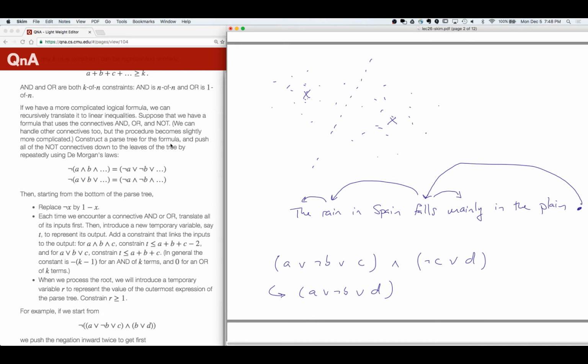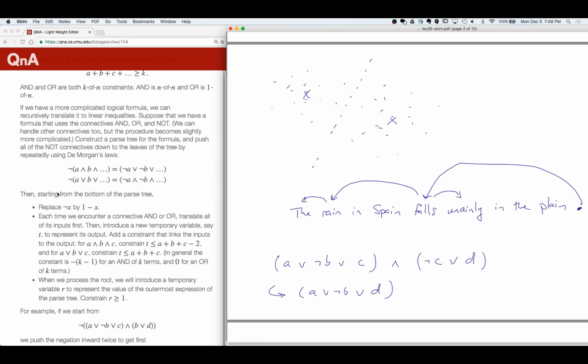What we first do is push all of the nots down to the leaves by using De Morgan's laws repeatedly. As a reminder, De Morgan lets you move a not inside an and and turn it into an or of the nots, or a not inside an or and turn it into an and of the nots. And so at the end of this, we have a formula where negations only appear at the leaves of the tree, meaning you have negated variables, but you don't have negated formulas that are larger than variables.